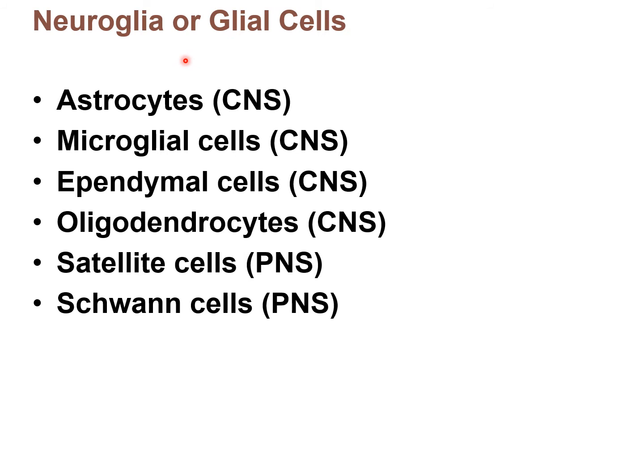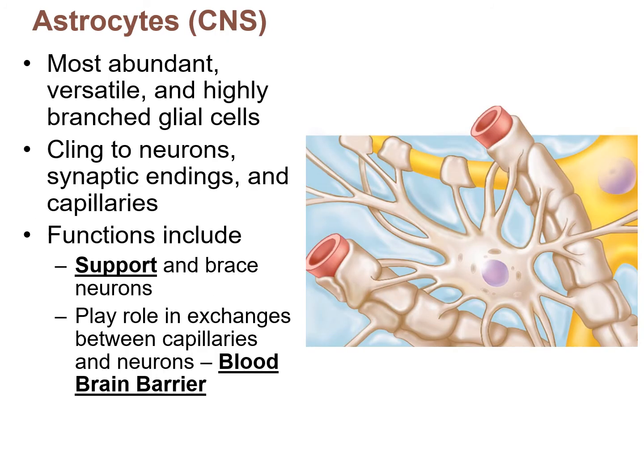So the next part of this PowerPoint is to go through the 6 glial cells or neuroglia, and your job is to determine which ones are in the CNS, which ones are in the PNS, and the function of each one. So the next few slides will go through the 6 types of glial cells. In each of these slides, I highlighted or underlined or bold typed the key words or the important words that will bring you to the answers.